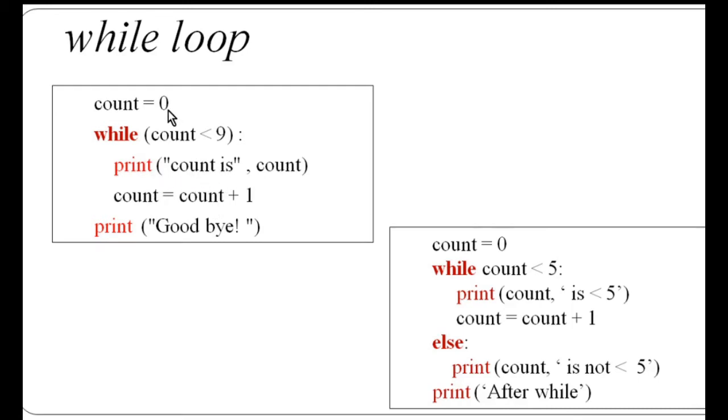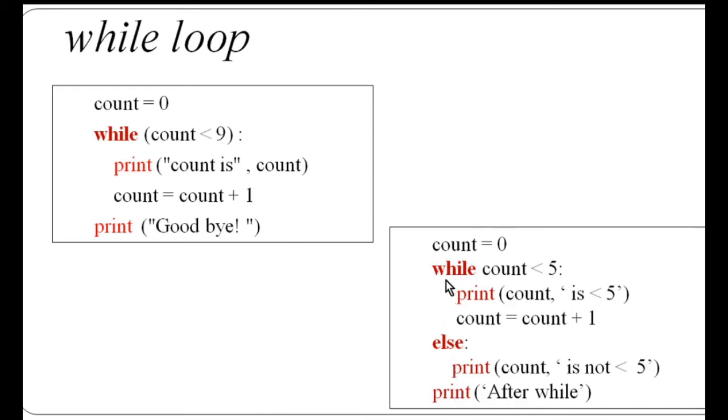So count is equal to 0, it checks the condition, count is printed, count is incremented. Again count is verified, evaluated, it is less than 9, so control goes here. So these two statements will be executed till count is equal to 9. Once it becomes 9, control will come to the next line following that. So it will just print goodbye.